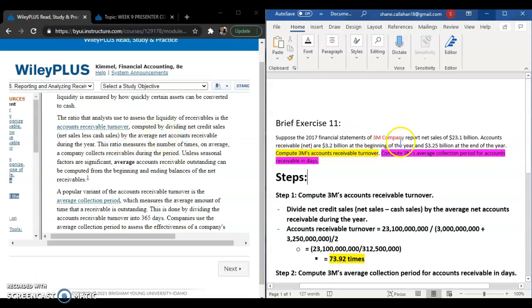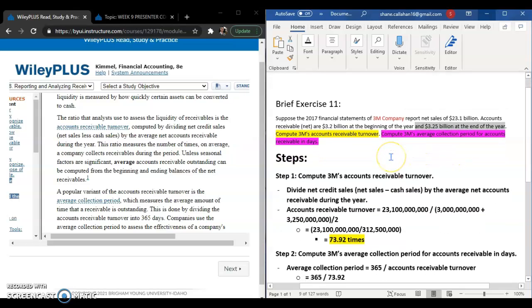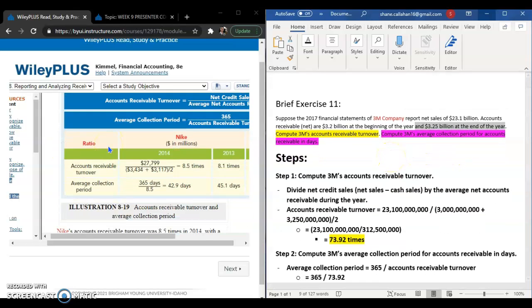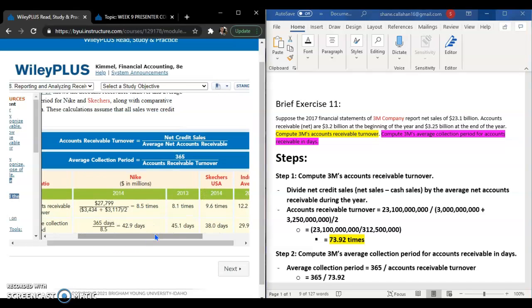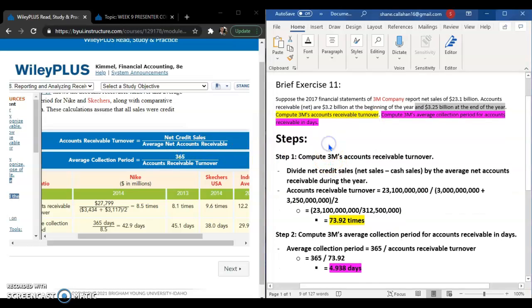And the average net accounts receivable is literally just the money at the beginning of the year, so in this case $3.2 billion, and then you add the end of the year, which is $3.25 billion, and you divide those by 2. And if you need the equation, it is in the diagram under the paragraphs, and it says accounts receivable turnover equals net credit sales divided by average net accounts receivable. And so if we look over on the Word doc, I did it in steps.